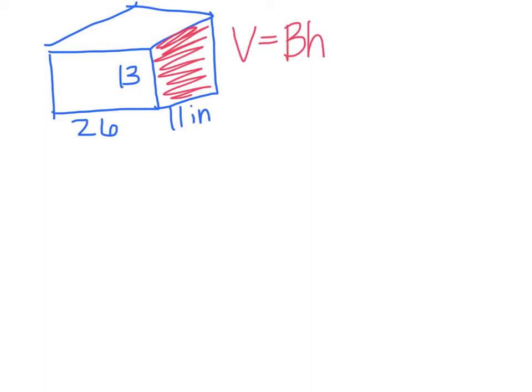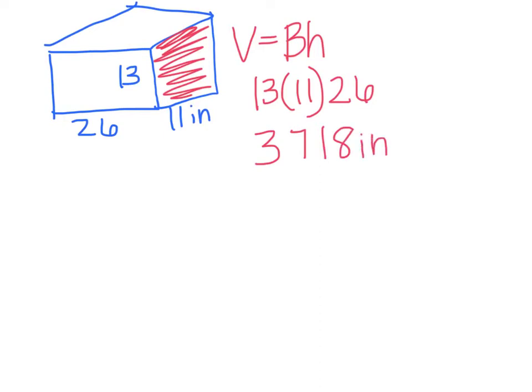So our area of the base is going to be the area of this rectangle, which is 13 times 11, times our height, which is 26. So 13 times 11 times 26 is 3,718 inches. The symbol that we're going to use, we use squared for surface area. For volume, we are going to use a 3, which means cubed. That is how much we can put inside of this rectangular prism.